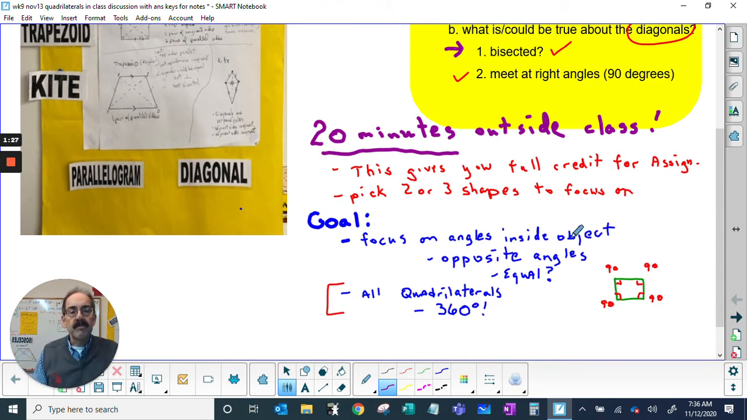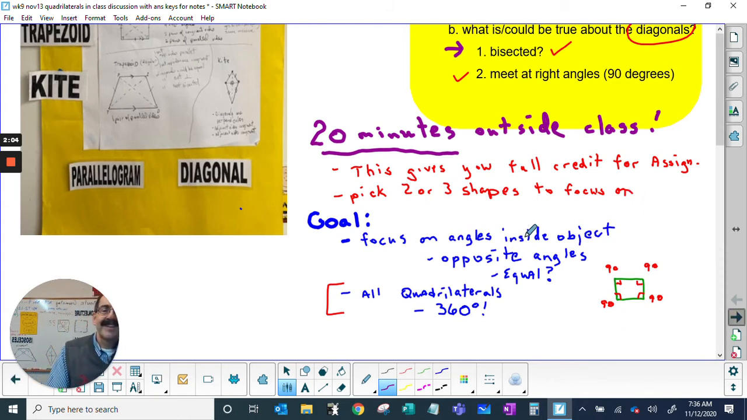All right, so before we get started, focus on the angles inside the object. Are the opposite angles truly equal? Opposite means corner to corner. A square. A square has 360 degrees, 90, 90, 90, 90. So does a rectangle. So in the back of your minds, is a square a rectangle? Is a rectangle a square? Those are the types of questions we're going to ask.